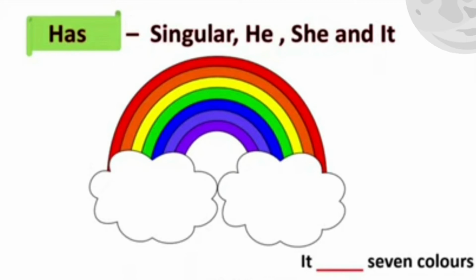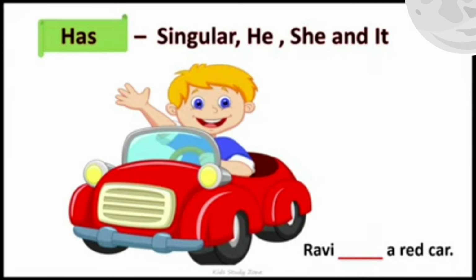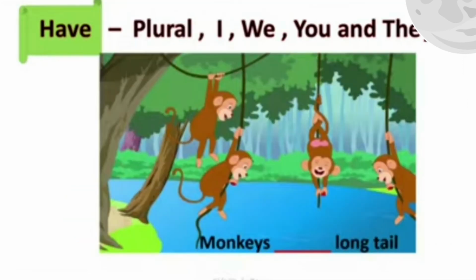Next, Ravi dash a red car. Ravi is the name of one person, that means a singular noun. So after Ravi, we should always use has, as Ravi is a singular noun. So children, the answer will be Ravi has a red car. Right? Next, have. With have, when should we use have?